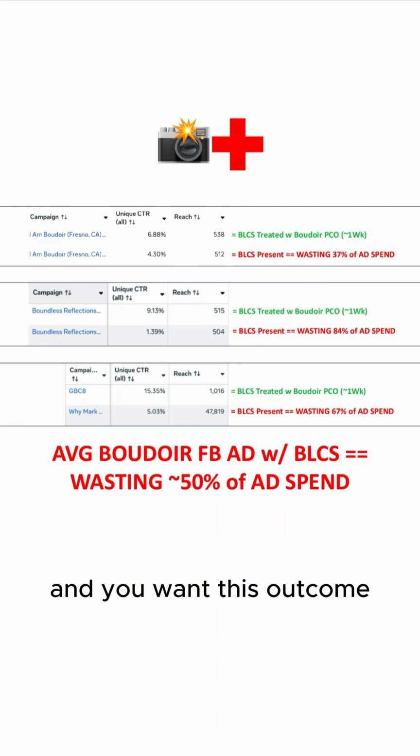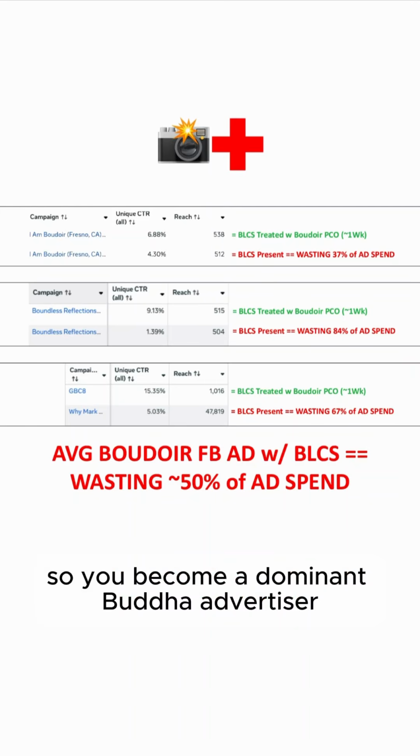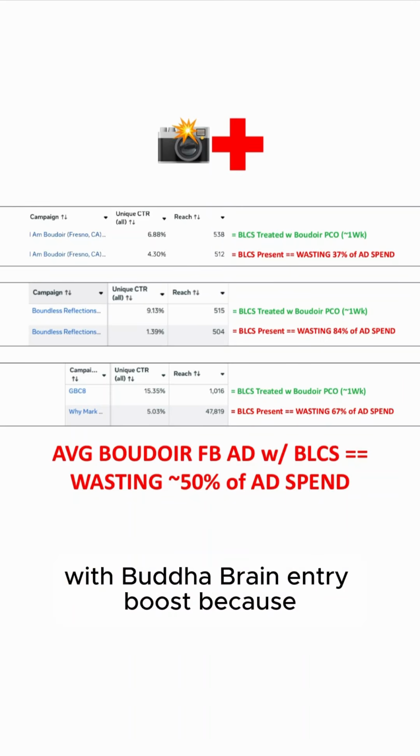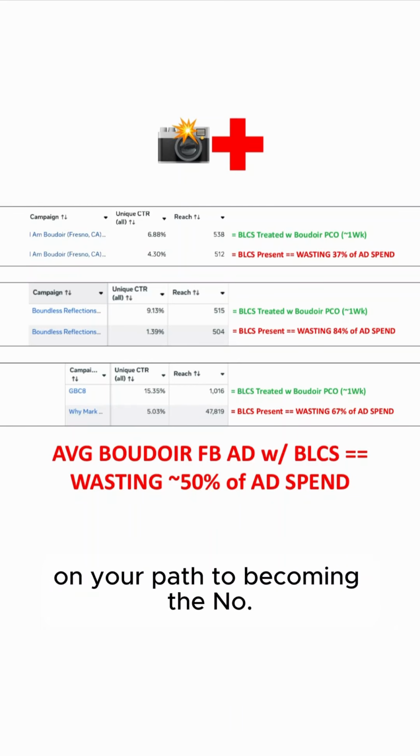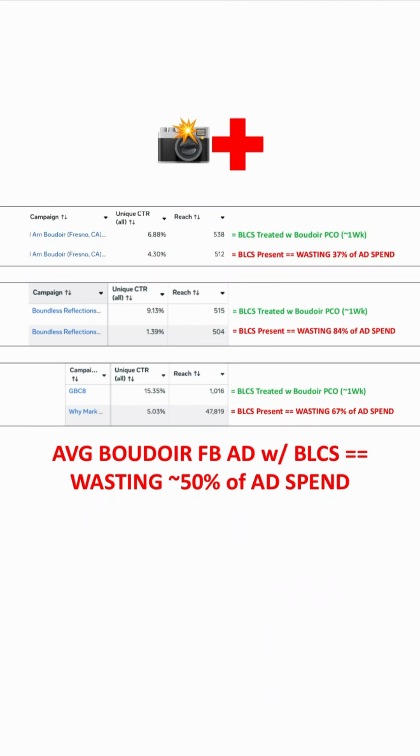And you want this outcome, you want to achieve pre-click alignment on your Boudoir Facebook ads, so you become a dominant Boudoir advertiser with Boudoir Brain Entry Boost, because you know you need this on your path to becoming the #1 boudoir photographer in your city.